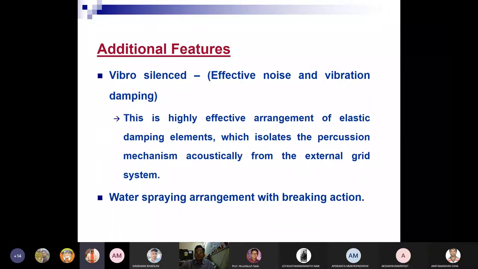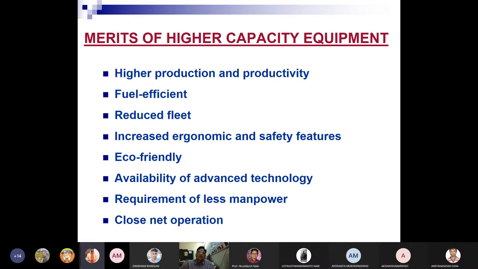There should be some additional features in the rock breakers, like vibro silence, an effective noise and vibration damping mechanism. This is a highly effective arrangement of elastic damping elements, which isolates the percussion mechanism acoustically from the external grid system, with a water spraying arrangement along with the breaking action.